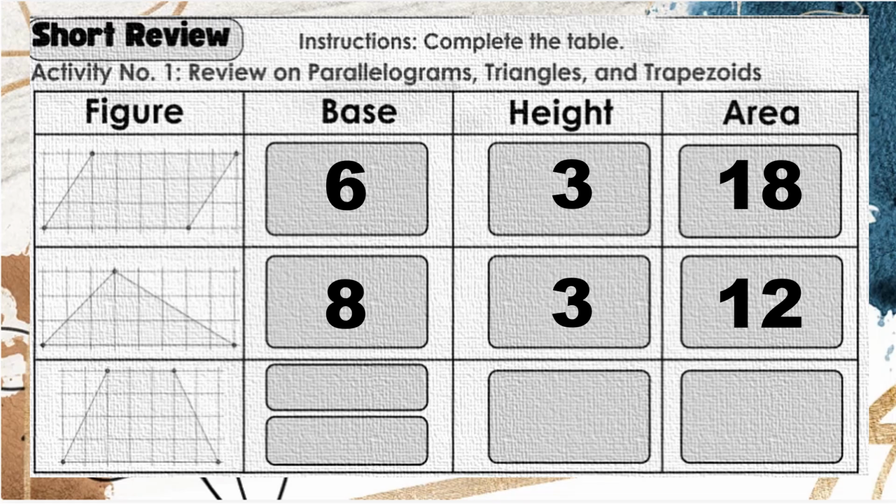Next, we have a trapezoid. A trapezoid has two bases. We have base 1, which is 7, and base 2, which is 3. And the height is 4. So the area is 20. So how do we get this? We add base 1 and base 2. 7 plus 3 equals 10. And we multiply by 4. 10 times 4 equals 40, divided by 2 equals 20. So the area is 20.